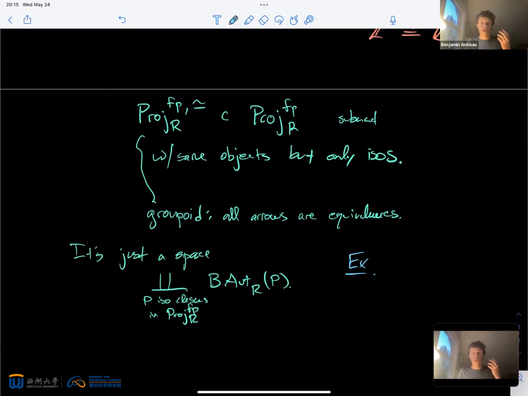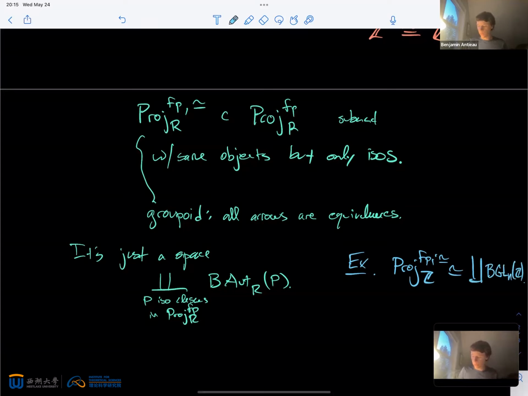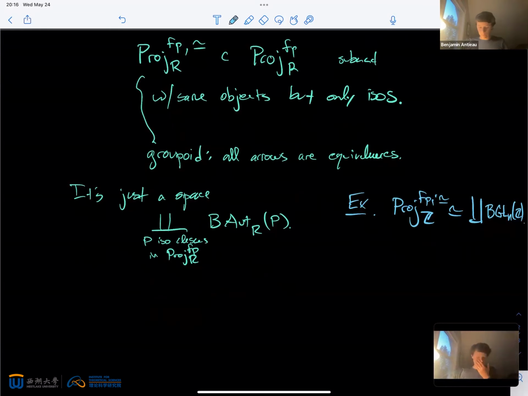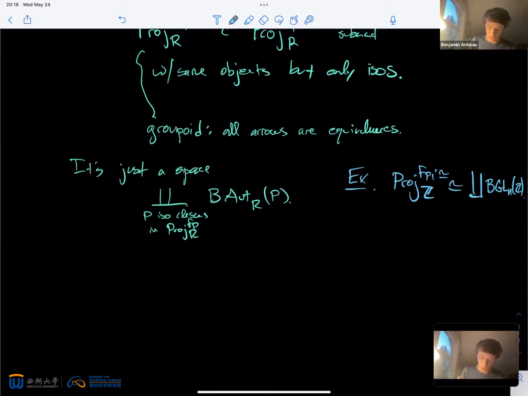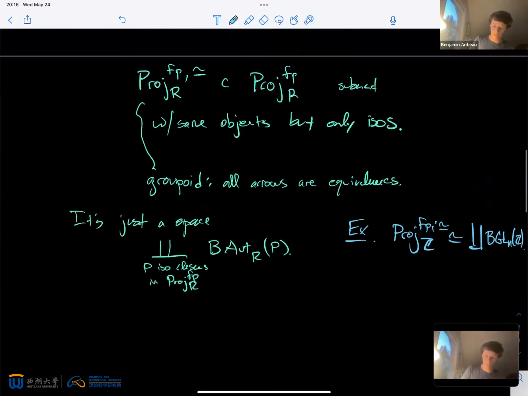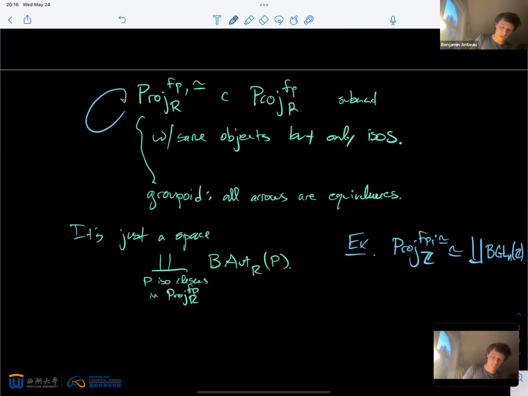As a side example, because every finite rank projective module over the integers is free, if we do this for Z itself, with equivalences, then I get the big disjoint union of BGL_n(Z). And the crucial observation is that this is not just any space, but it's an H-space, because there's still a direct sum operation. So I still have a direct sum operation.